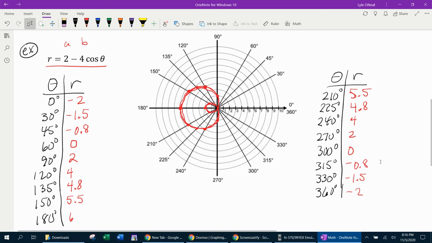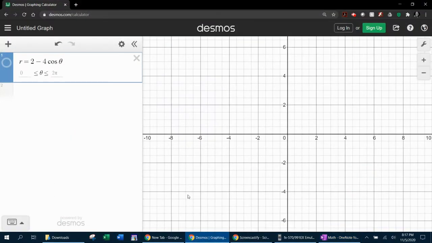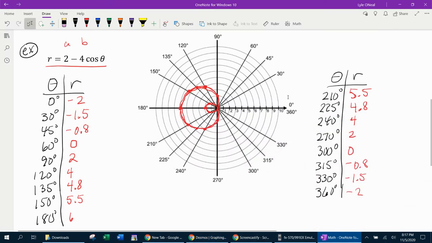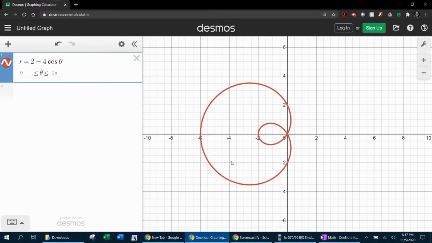Let me introduce you to DESMOS, okay? This is how I'm going to recommend that you play with and explore these polar graphs. So what I've got here in DESMOS is I typed in my equation, and if I turn that on, you're going to see exactly what we drew, okay? So I'm going to minimize that, and you'll see that what we did manually, we can verify electronically with DESMOS. Now, one of the cool things about using DESMOS is you can change things on the fly to see how it affects the graph.